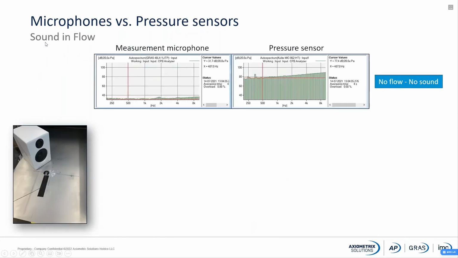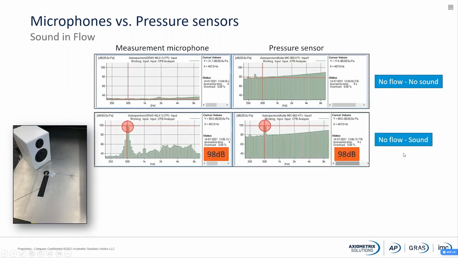And then if we take a look at the sound inflow, now we have a situation where we have no flow and no sound, so nothing is happening. We see on the measurement microphone, nothing is happening, and on the pressure sensor, we see the inherent noise. If we put sound on, we have a loudspeaker here. There you can easily see the tone, and there you can see it is 98 decibel.